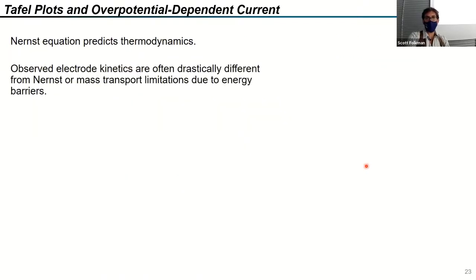So our last topic for today: Tafel plots and the overpotential dependence of current. So the first day we talked about how the Nernst equation predicts the thermodynamics and the electrochemical equilibrium. Now it's nice, as we all know, if things occur in equilibrium, but we also know that most things do not occur with infinitely fast rate constants, and there's usually some energy barriers.